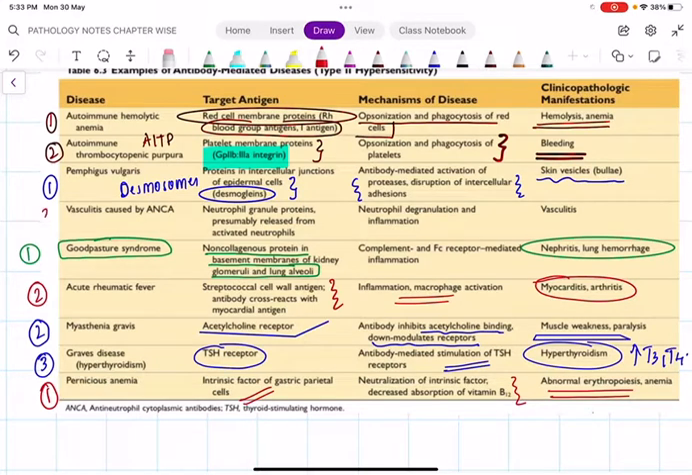Then the third one is vasculitis caused by ANCA, anti-neutrophil cytoplasmic antibodies. Here, antibodies are produced against the neutrophil granule proteins. As a result, neutrophil degranulation will happen. That means the neutrophils will be abnormally activated. This is going to cause vasculitis.